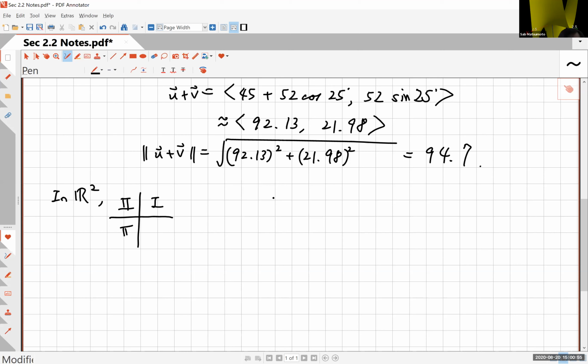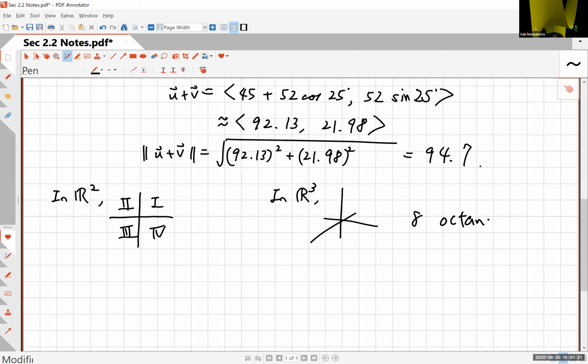Okay, so in R3, things get a little more complicated. How many quadrants do you have? Well, you have 4 on the top and 4 on the bottom, right? So what do we call them? You don't call these 8 quadrants because quad means 4. And so what, 8 what? Octant.